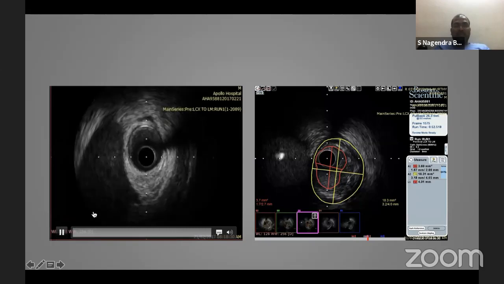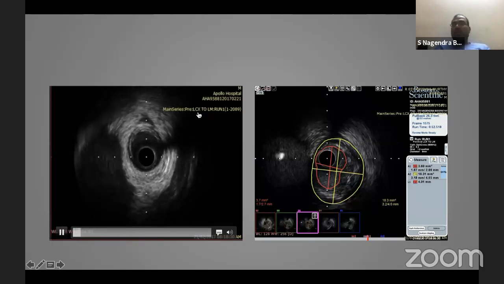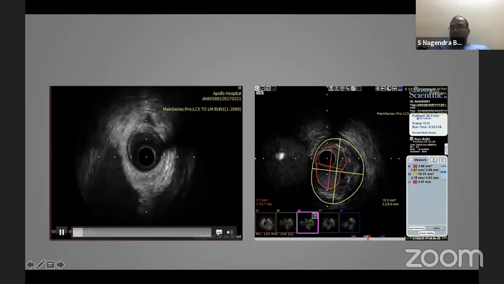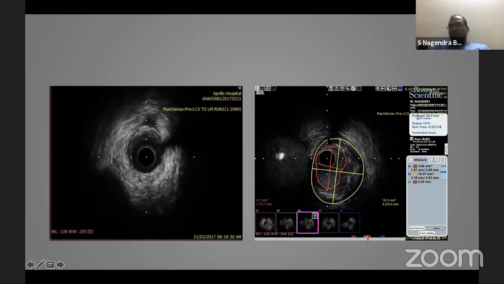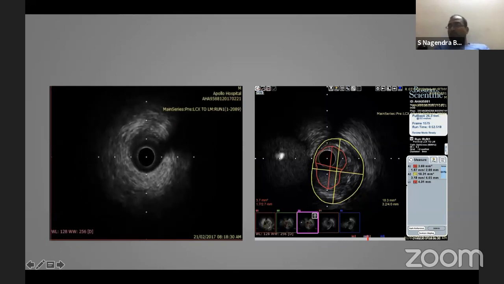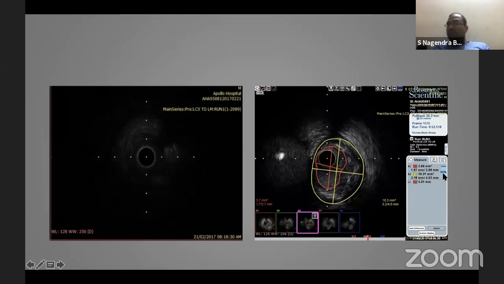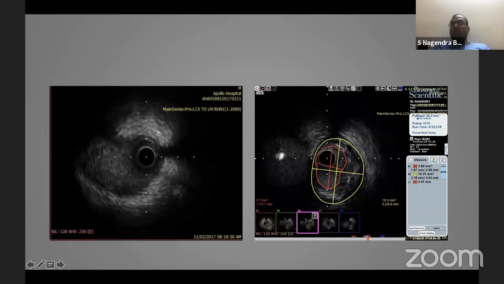So this is the IVUS run of this particular patient. We are pulling back from the circumflex to the left main initially. This is the freeze frame. This is how we have to measure the plaque burden. The yellow circle is the EEM, the red circle is the lumen. You can see the plaque burden here is around 64%. Any plaque burden in the ostium more than 50% to 70% is shown to be significant.